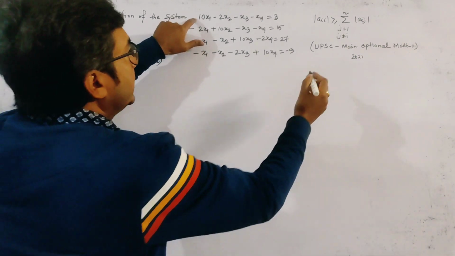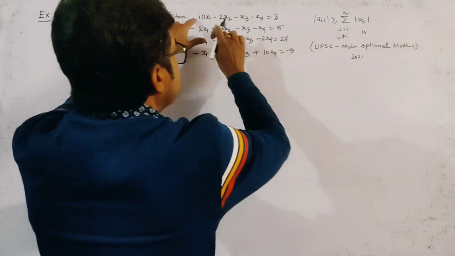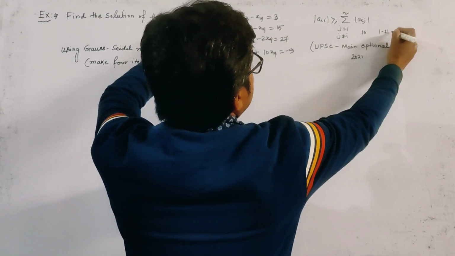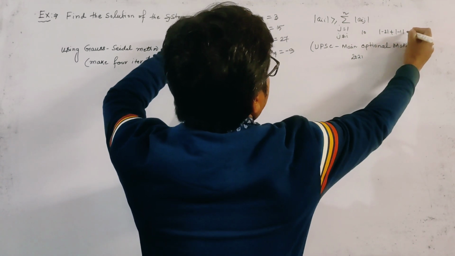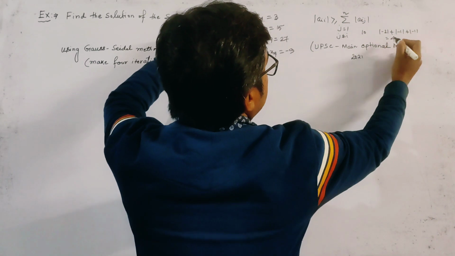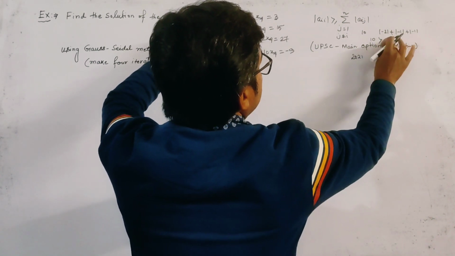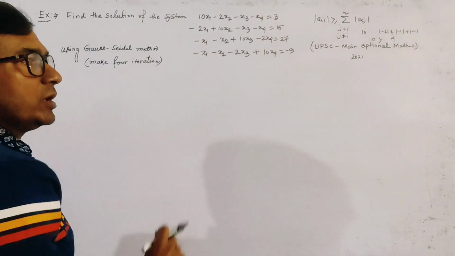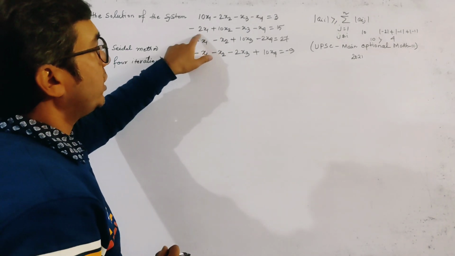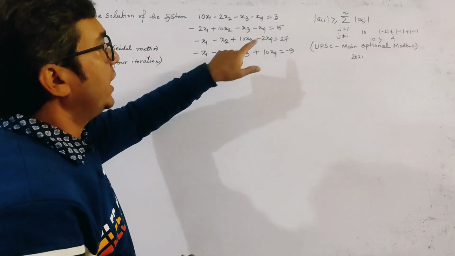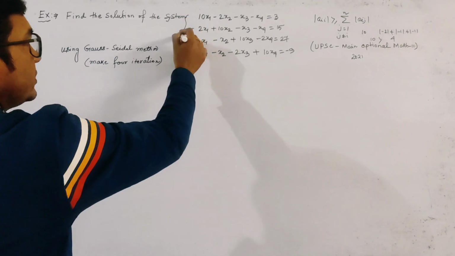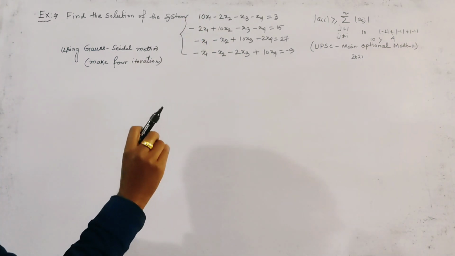Here it is clear that this is 10 for the first equation, and the sum on the right side is mod of -2 plus mod of -1 plus mod of -1. So this sum is 2 plus 1 plus 1, which is 4, and 10 is greater than 4. So the first equation is diagonally dominant. For the second, similarly we get 10 greater than mod of -2 plus 1 plus 1, and similarly for the third and the fourth. So the given system is strictly diagonally dominant.